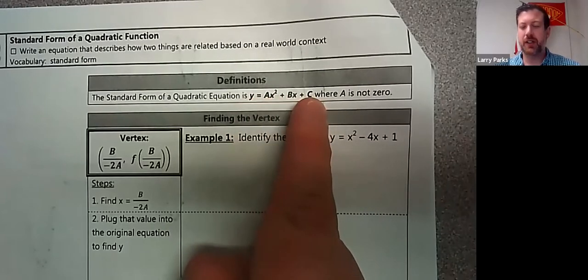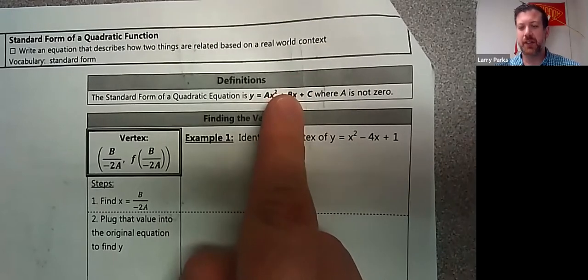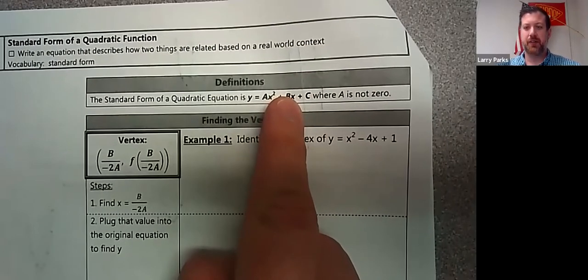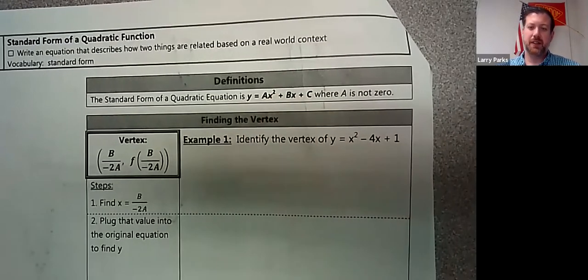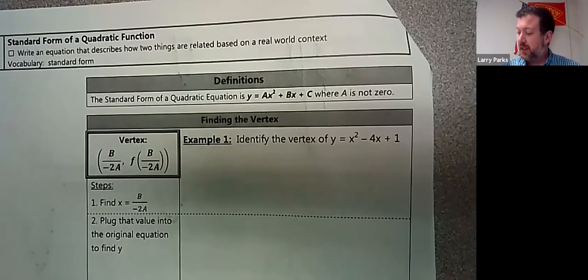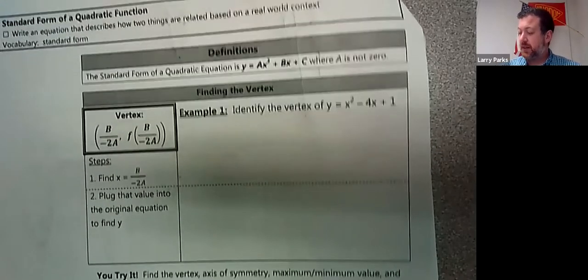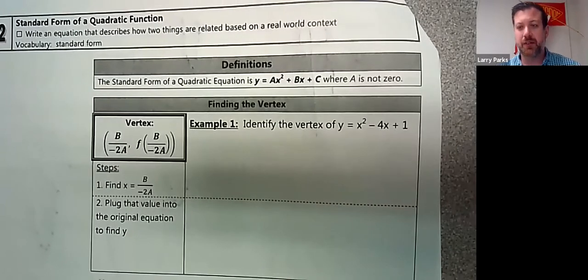And we are going to talk about how you find the vertex from standard form. And so that's one thing we'll be learning. And we're also going to be converting from standard form to vertex form.